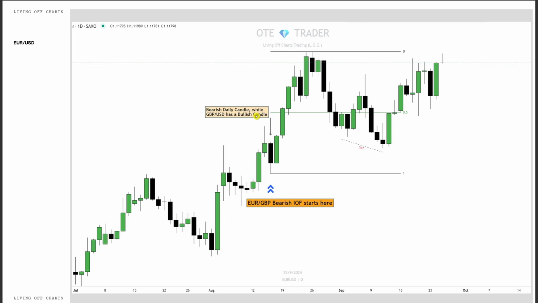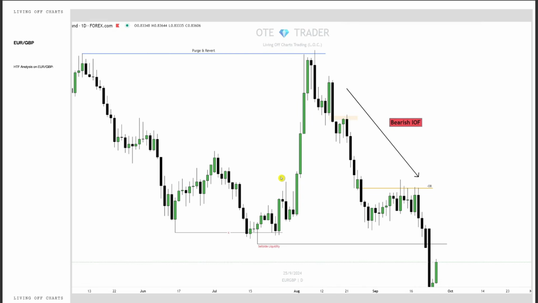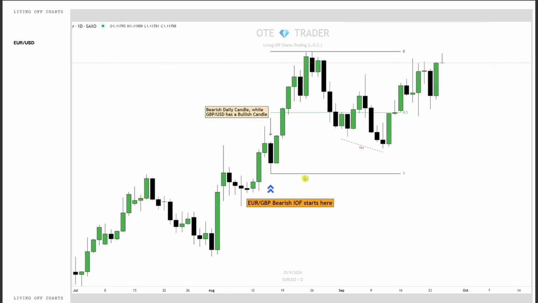So we have a bearish daily candle, while GBP USD has a bullish candle. We'll focus on this singular candle over here, because this is the exact moment Euro GBP starts its bearish order flow in the chart we just saw. So let me just scroll back. We have that candle here, right? And then it starts to drop. And you'll see the difference in market structure over here.